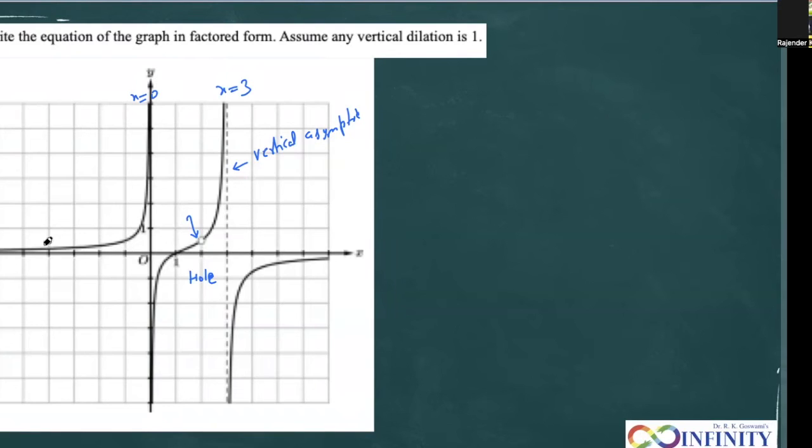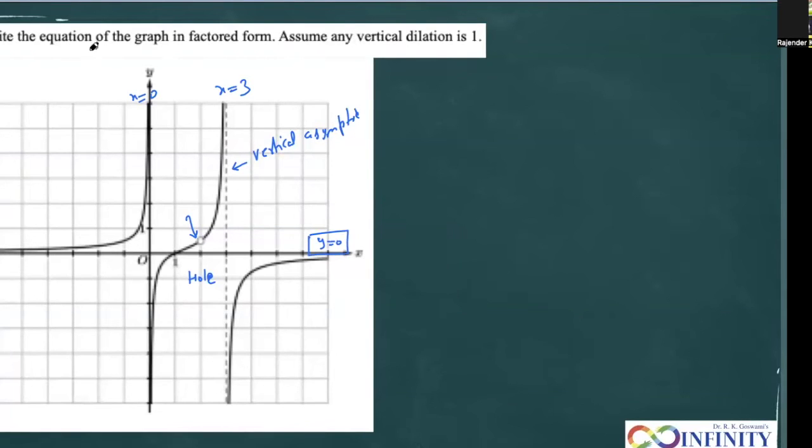Okay, so now you can see that there is an x-axis and this branch of the graph is trying to touch the x-axis, but it will never, but it will go along this up to infinity. So certainly y equals 0 is going to be the horizontal asymptote. Okay. Clear? Write the equation of the graph in factored form. Assume any vertical dilation is 1. Okay, you need to just tell me the factors basically.